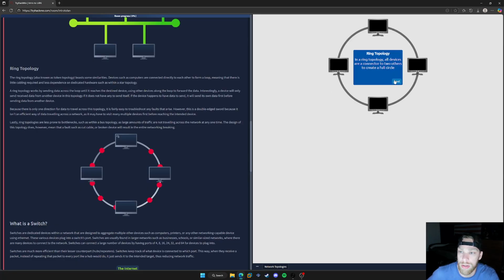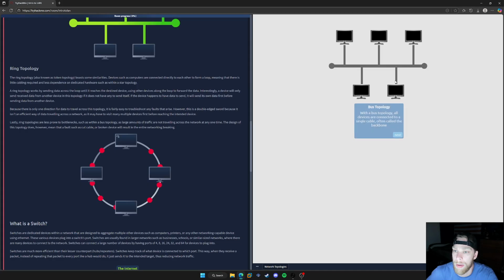So let's see. All devices are connected to two others to create a full circle. Data is passed from one to another to the destination. If one device goes down or a cable is broken, then data will no longer be passed. Exactly. So let's just cut this right here. That just stops the flow of data. So as you can see, no more packets are getting transferred along the network.